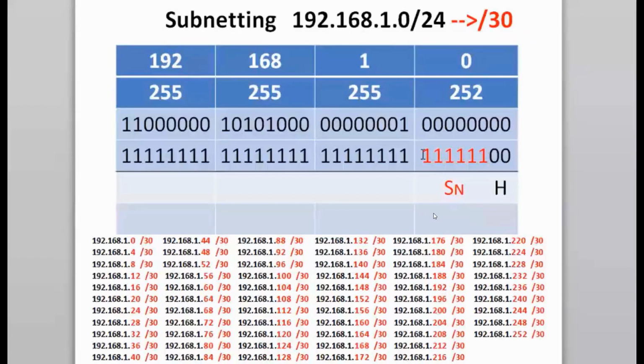I've now borrowed 6 bits from the original 8-bit host portion of the original /24 network, and I now have 2 to the 6th power of possible subnetworks, meaning I have 64 subnets. The host portion of the address is now only 2 bits, or 2 to the 2nd power, meaning there's only 4 host addresses per subnet. Now, if you have 4 host addresses, you have to leave room for the network address and the broadcast address, so 4 minus 2 leaves only 2 usable hosts per subnet.